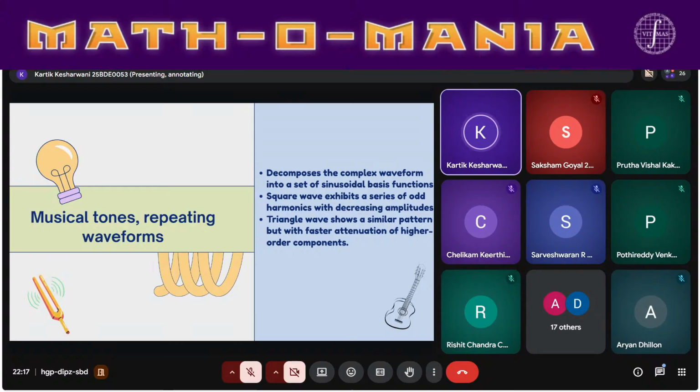Fourier analysis not only explains how musical tones are formed and perceived, but also underpins the technologies used to analyze, recreate, and optimize sounds in modern audio systems.